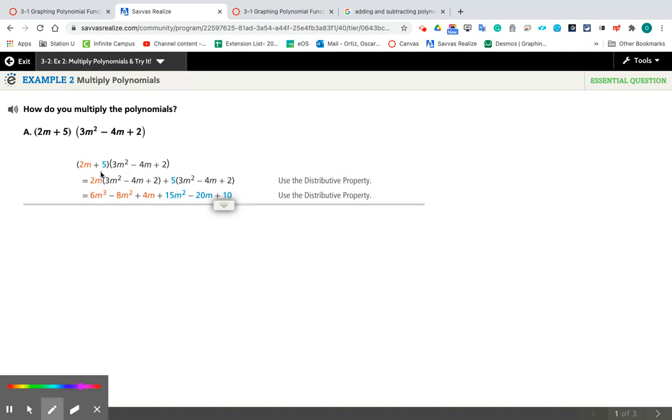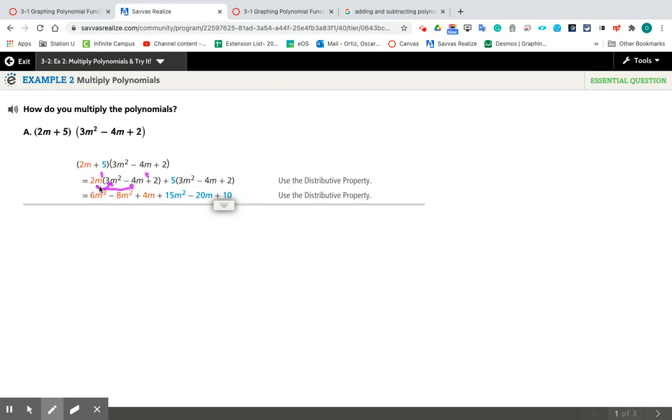And when you do exponent 1 and exponent 2, you add the exponents. So m to the first power times m to the second power equals m to the third power. Then you do plus 2m times negative 4m. So if you think about signs first, positive times negative gives you negative. 2 times 4, that's 8. And then m to the first times m to the first will be m to the second power. You continue till you finish with all the terms inside.